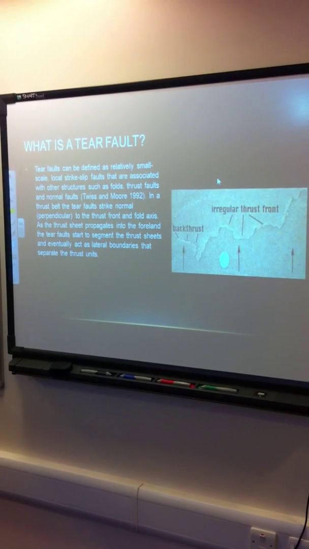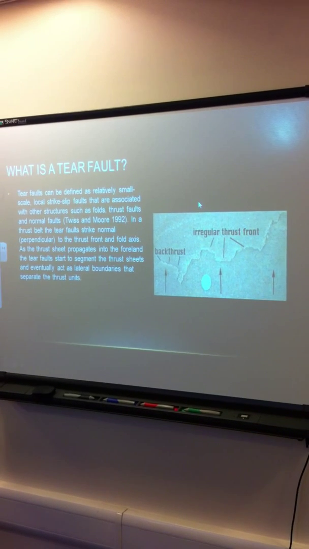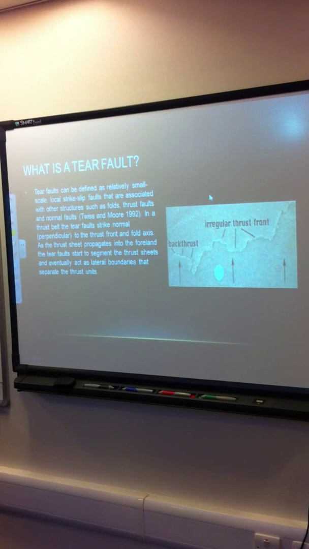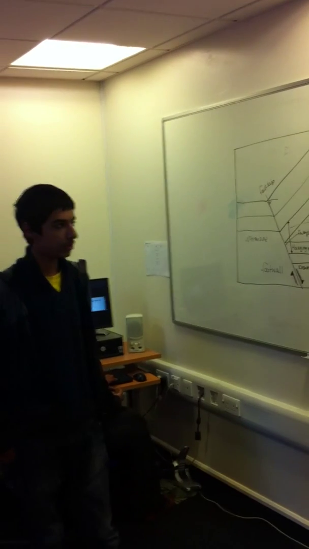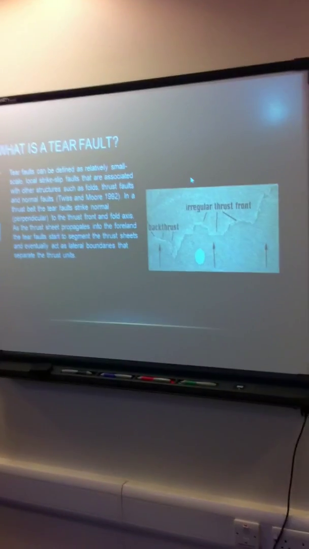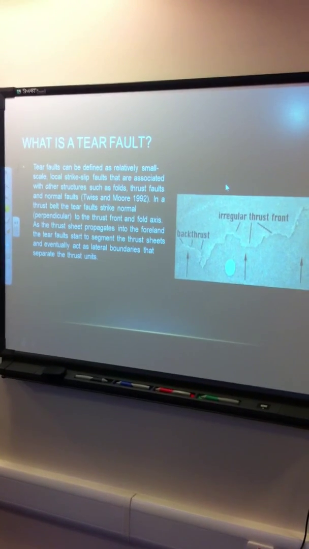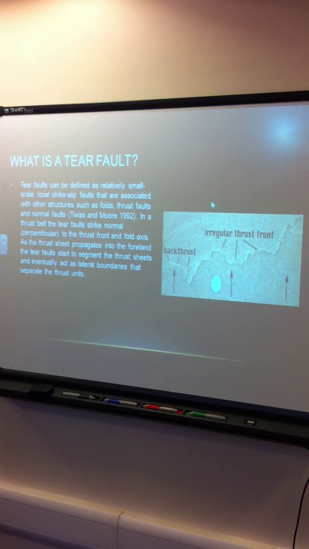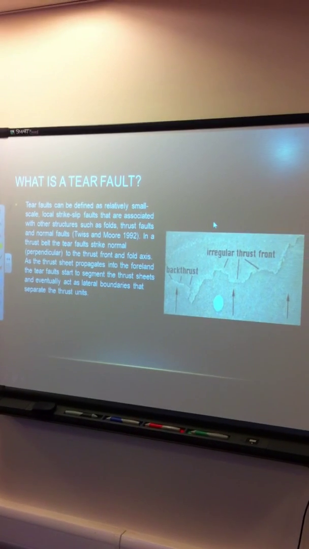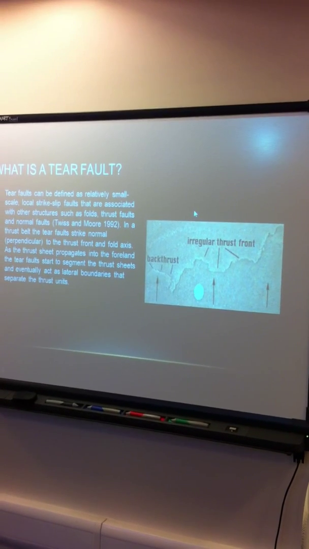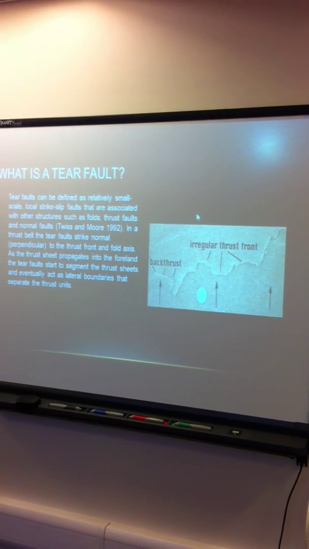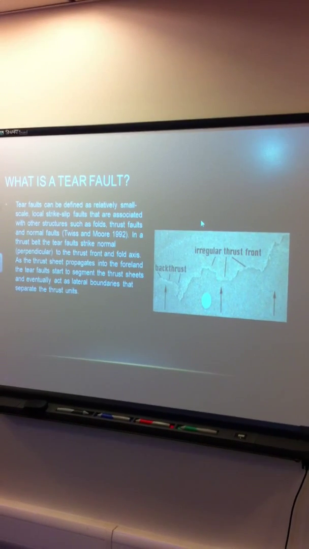A tear fault can be defined as a relatively small-scale local strike-slip fault that is associated with other structures such as folds, thrust faults, and normal faults. In the thrust belt, the tear faults strike normal, perpendicular, to the thrust front and fold axes. As the thrust propagates into the foreland, the tear fault starts to segment the thrust sheets and eventually acts as a lateral boundary that separates the thrust units.